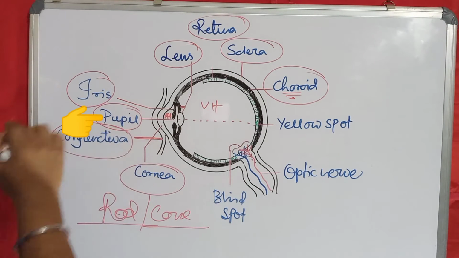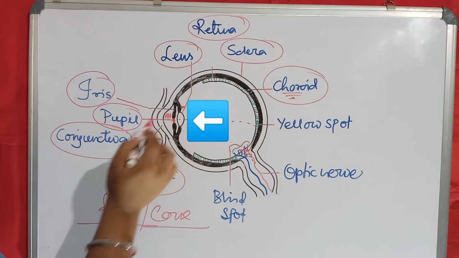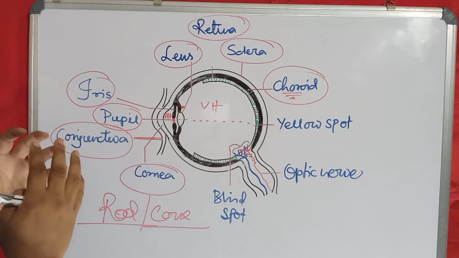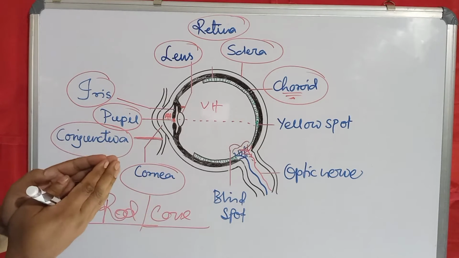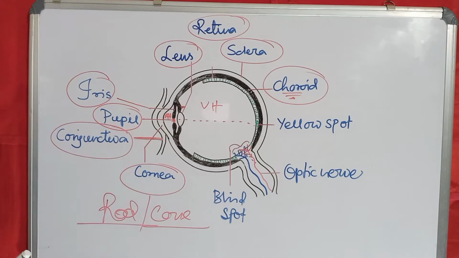And the pupil is the entrance of light. You can see here the iris, which when it contracts or expands, controls the entrance of light, and the space between these two irises is known as the pupil.